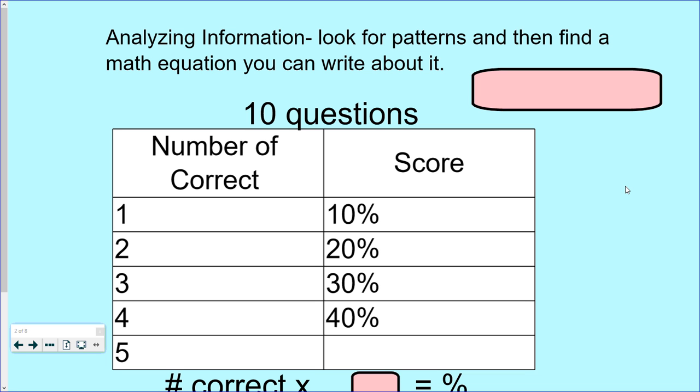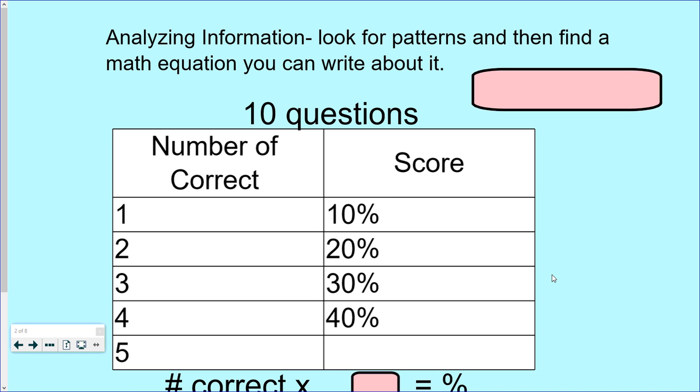Here's 10 questions, and if we had 10 questions on a quiz or a test, we'd want to see the number correct and the score we got. Is there a pattern between the number correct and the score I got? According to this, if I had one correct, I would get 10%. If I had two correct, I'd get 20. Three correct, I'd get 30. And when I look at that, I can determine that I would do something with multiplication to get my answer.